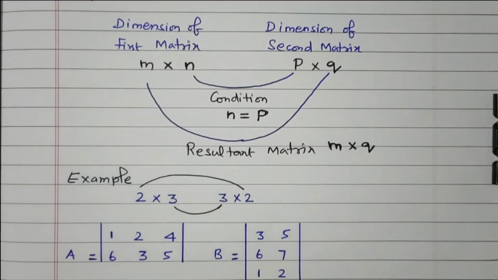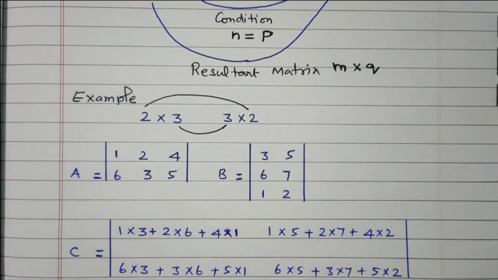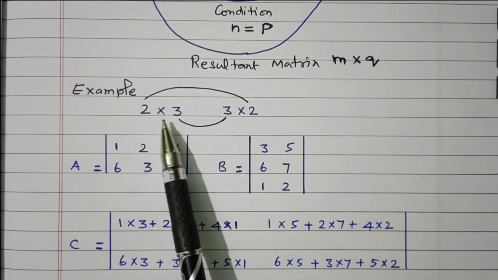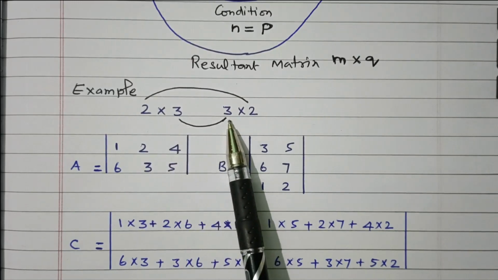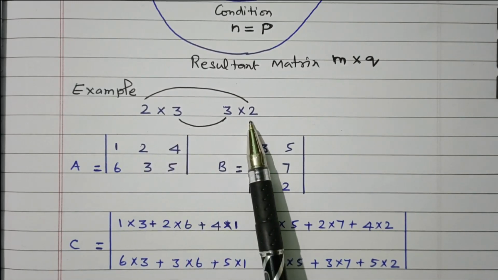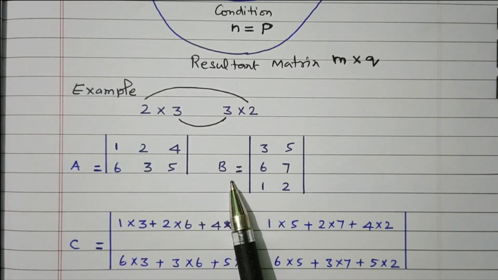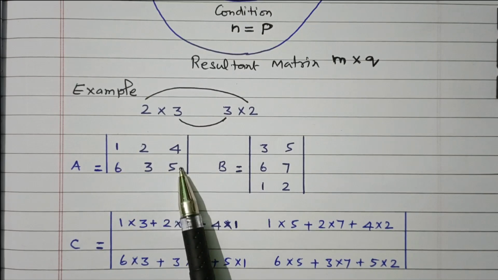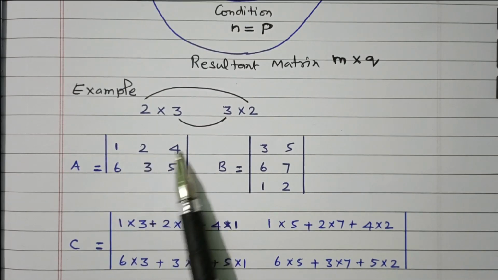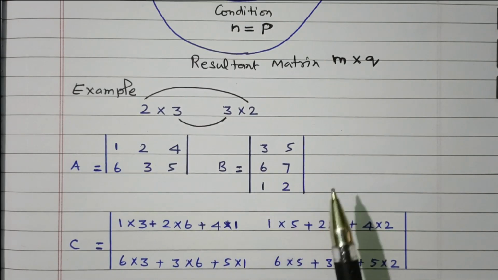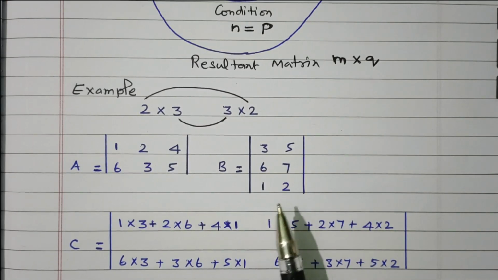Let us consider a 2 cross 3 matrix and a 3 cross 2 matrix. The first matrix is 2 cross 3, 2 rows 3 columns. The second matrix is 3 cross 2, 3 rows 2 columns. Let us consider this is matrix A and this is matrix B. Matrix A has 2 rows 3 columns: 1 2 4 6 3 5. Matrix B has 3 rows 2 columns: 3 5 6 7 1 2.